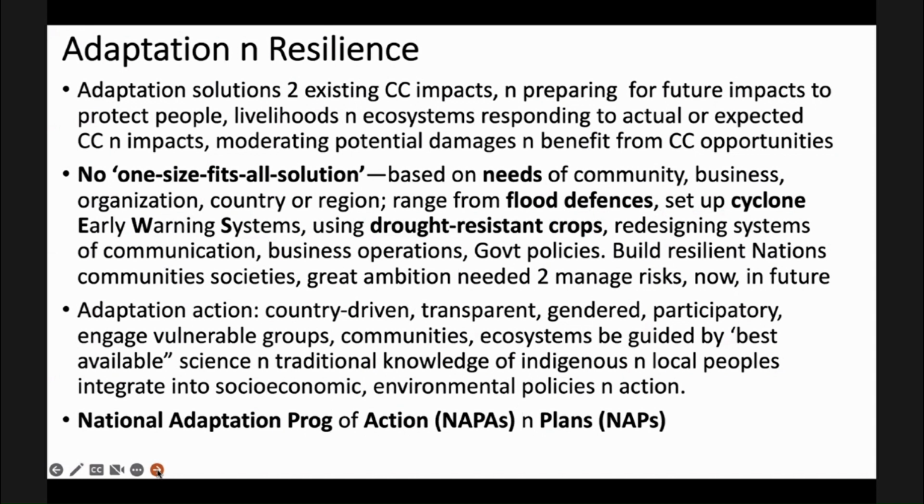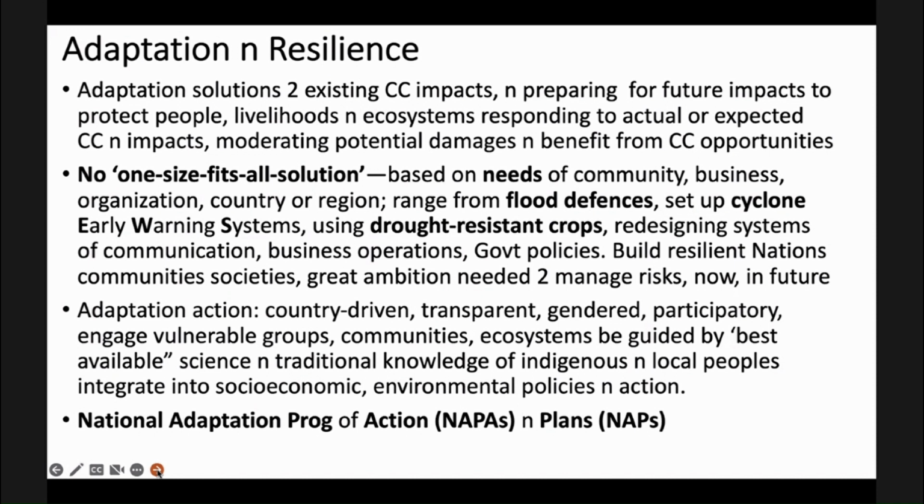Building adaptation was initially resisted because we thought we had to fight climate change. But we now realize that we need to deal with existing climate change impacts and prepare for future impacts to protect people, livelihoods, and ecosystems. And we must moderate potential damage and benefit from opportunities. There is no one-size-fits-all for everybody, but we need to focus on the needs of community, business, organizations, countries, regions.